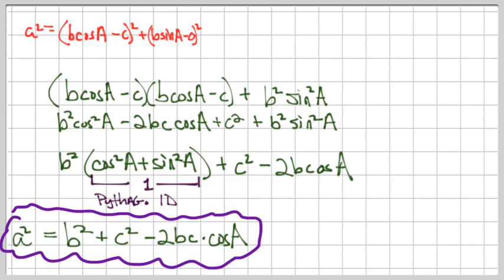We could do it on all three different sides and get the other two versions, but it's the same process as we move through it.